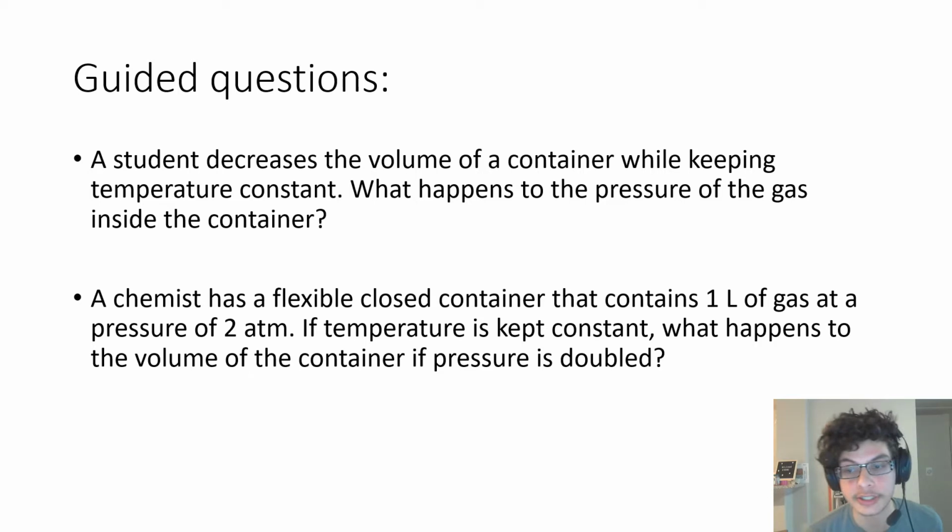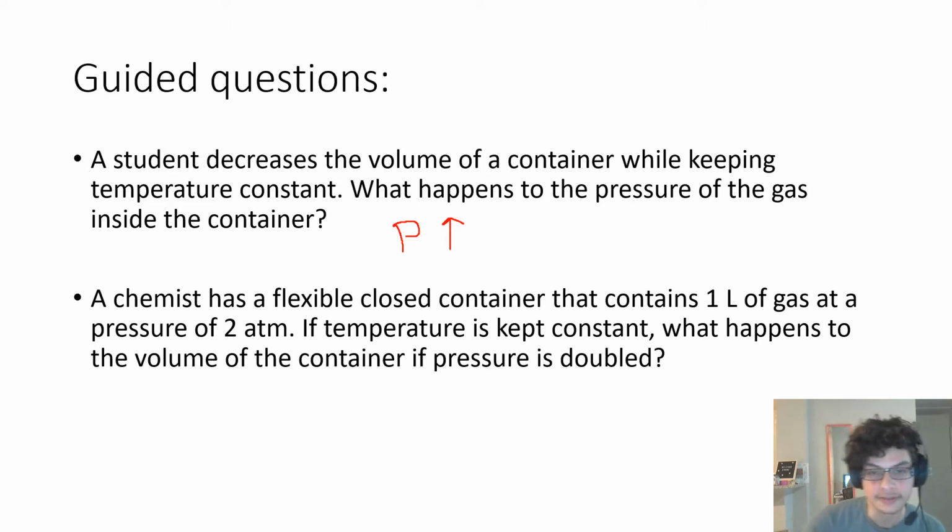So some guided questions I'm going to do with you all here are, first of all, a student decreases the volume of a container while keeping temperature constant. What happens to the pressure of the gas inside that container? Well, if you decrease the volume, inverse relationship says that you should increase the pressure. So pressure goes up. I'm just going to write P up, pressure goes up.